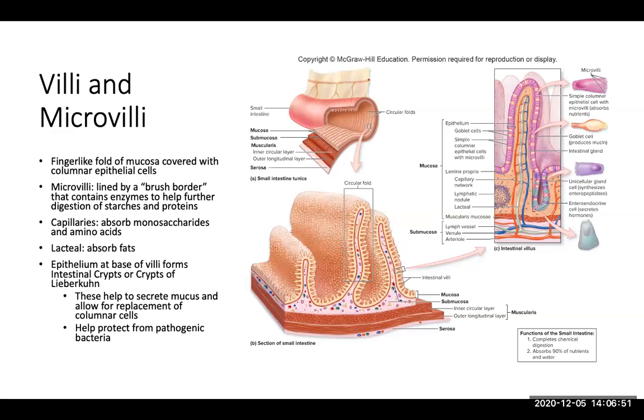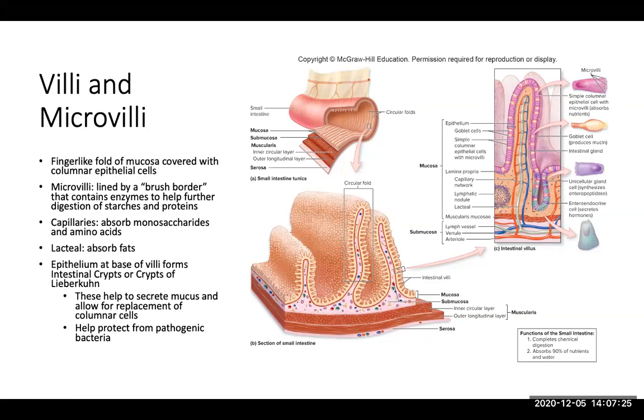The villi are finger-like folds of mucosa covered with columnar epithelial cells, and they are lined with a brush border, the microvilli, that helps to contain enzymes to help further digestion of starches and proteins. You have capillaries within the villus which absorb monosaccharides, which are single sugars, and amino acids. The lacteal within the villus, sometimes depicted as a green color, helps to absorb fats.